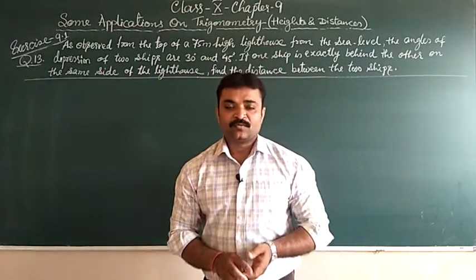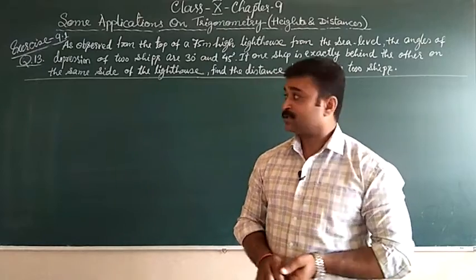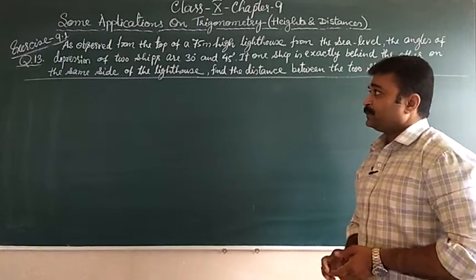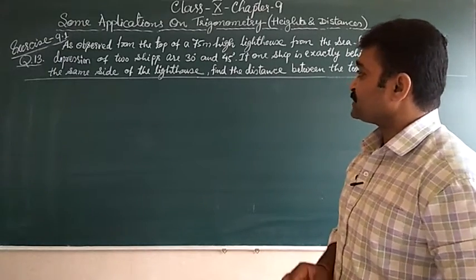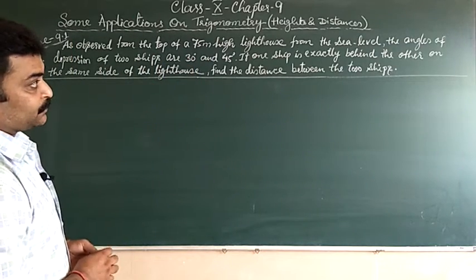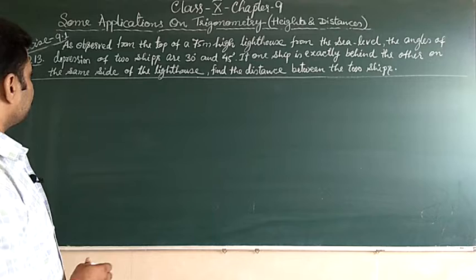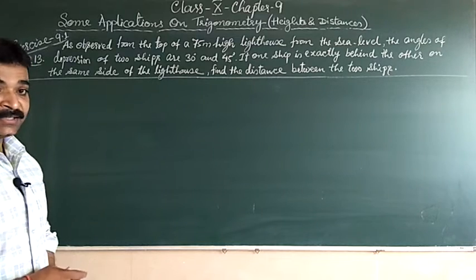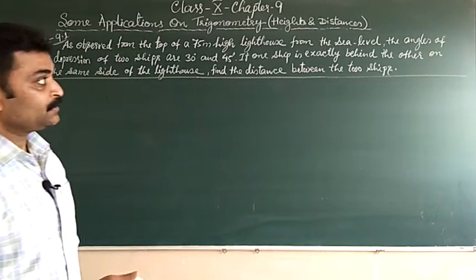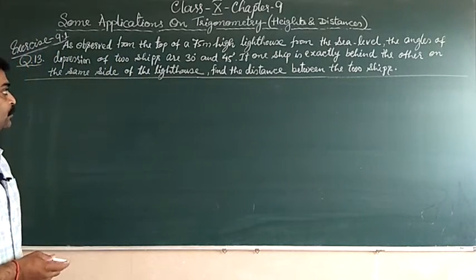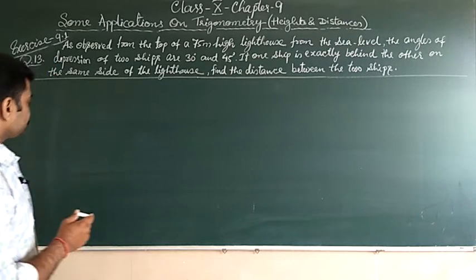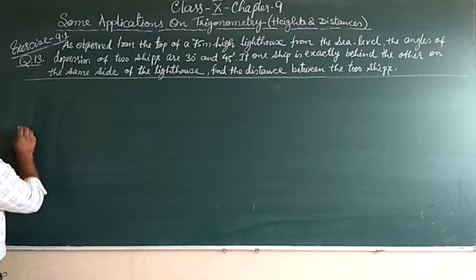Okay students, now we are going to solve another question, that is question number 13 of 9.1. In this question, as observed from the top of a 75-meter high lighthouse from the sea level, the angle of depression of two ships are 30 degree and 45 degree. If one ship is exactly behind the other on the same side of the lighthouse, find the distance between the two ships. First of all, students, we have to draw a sea level.